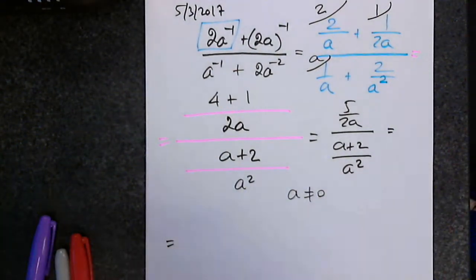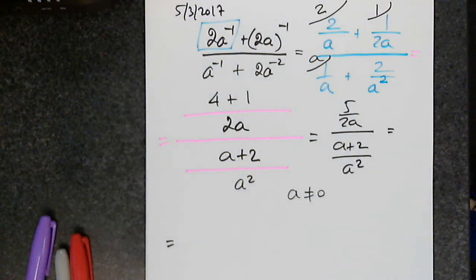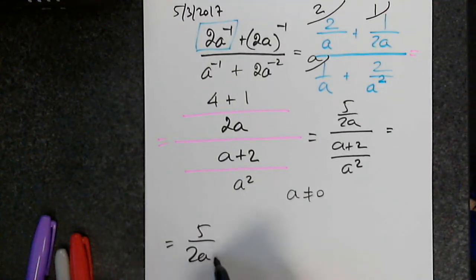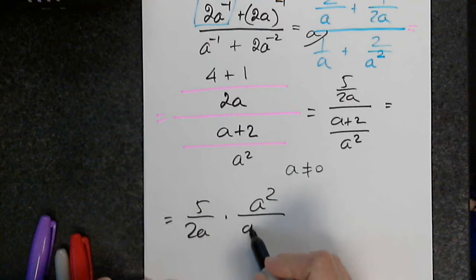And now I'm ready to do something with that fraction. It's a complex rational expression. So what do I change it into? What do I do? Copy the numerator, right? And copy the numerator, which is 5 over 2a, and multiply by a squared over a plus 2.